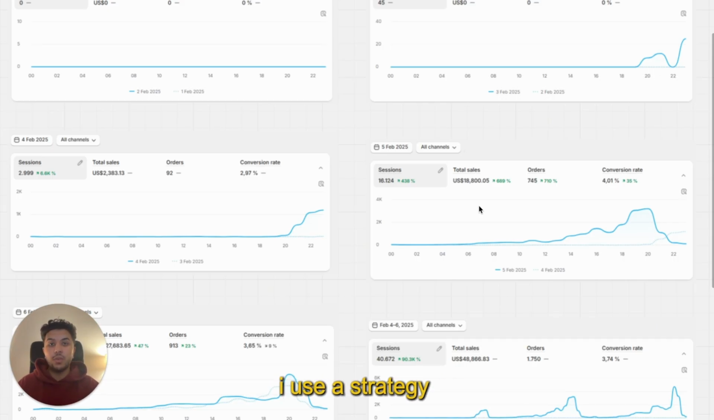And throughout the day, I use a strategy called surf scaling. Surf scaling is a thing where you can adjust the budgets throughout the day. No, it's not possible on Meta. If you're doing it, most likely your ads will die and you will lose a ton of money. So only do it on TikTok, but I will walk you through this process a bit later.